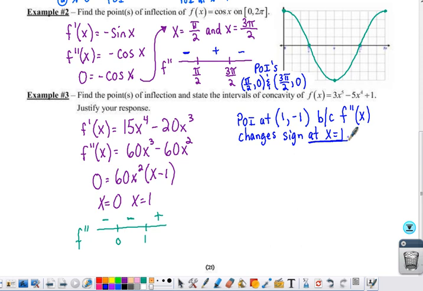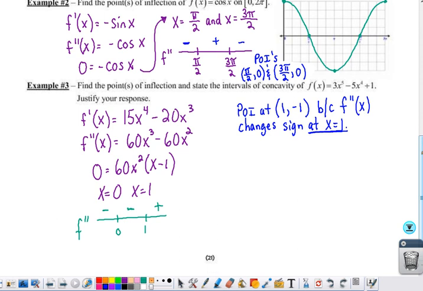This is very, very important for the AP exam. We need to make sure we're talking about a specific x value. So please make sure that you're saying at x equals 1. It's very, very important. Now you can say that f double prime changes from negative to positive, but you don't have to. You can specifically just say it changes sign.